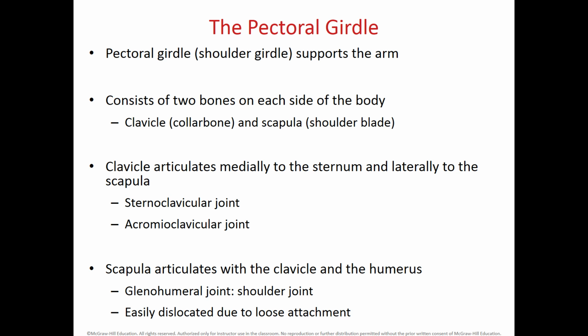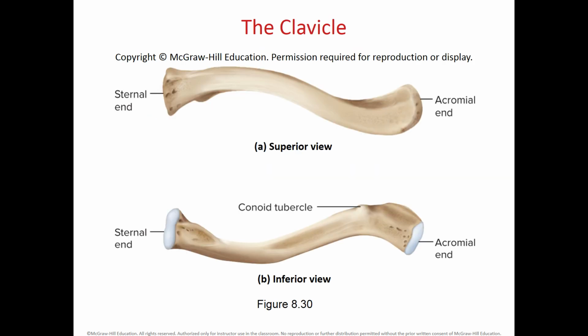The scapula will articulate with the clavicle and the humerus, and then it will form the glenohumeral joint when it connects to the humerus, or shoulder joint. And this joint is easily dislocated because we have free movement of the arm, and then this connection is shallow.